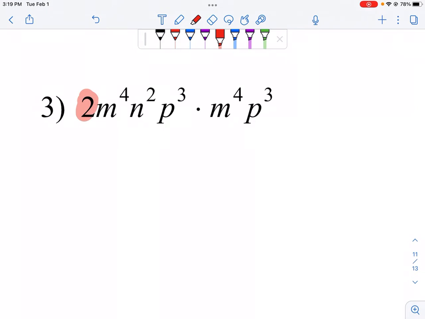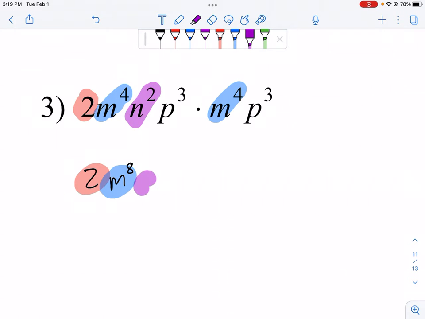Down here, I have a base number of 2 and no other coefficients for it to multiply with. I have m to the fourth and m to the fourth. 4 plus 4 is going to give us a total of m to the eighth. N to the second and no other n to the seconds or n's in general, so that's going to stay n to the second. And then I have p to the third and p to the third, and that makes a total of p to the sixth.